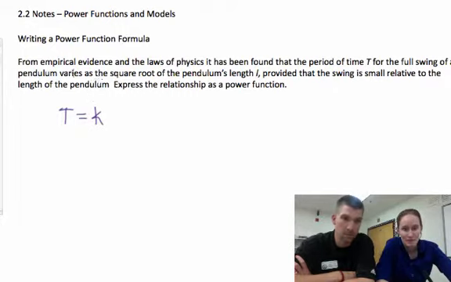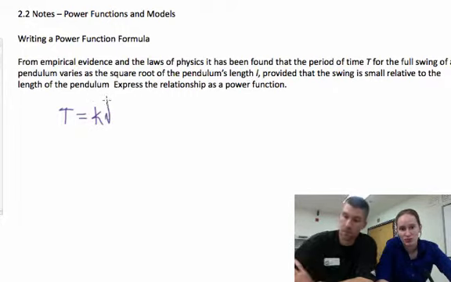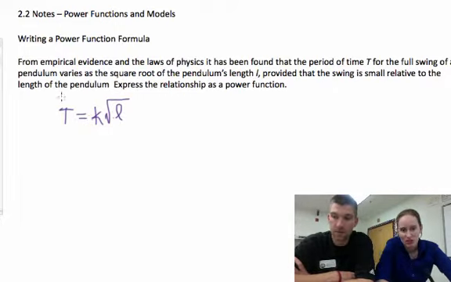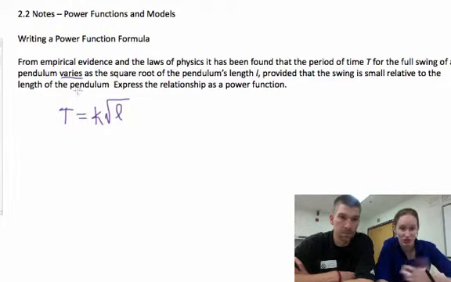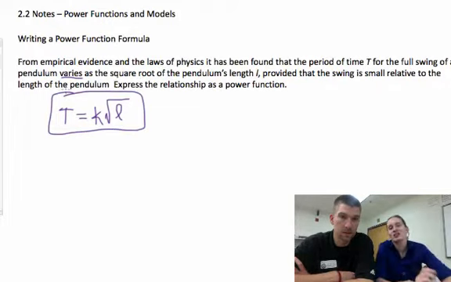Okay, sounds good. And then as the square root of the pendulum's length L. So square root of the pendulum's length L. It's all on the same level, no fraction, because it varied, and it didn't tell us indirectly, which means it varied directly. So right here, this is our answer. That's all we had to do. We didn't have to know anything about physics.